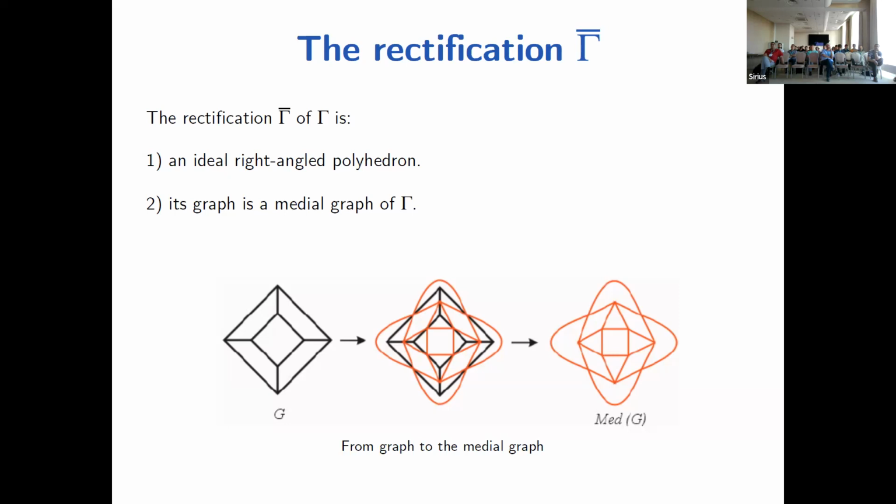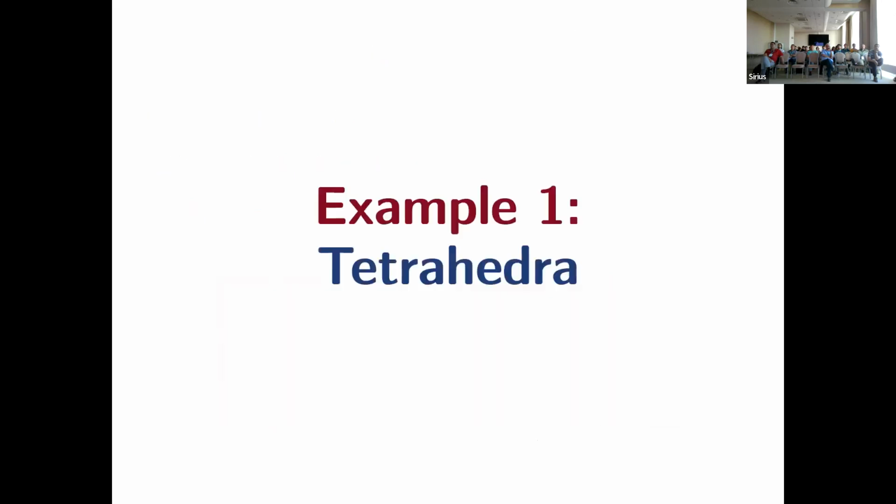Another thing I want to notice about medial graphs is that they have two types of faces. The first type is the faces which correspond to the faces in the initial graph. For example, this face corresponds to this face in the initial graph, and it has the same size as the face in the initial graph. And there is another type of face, for example this one. This face corresponds to a vertex in the initial graph, and the size of this face is equal to the valence of the vertex.